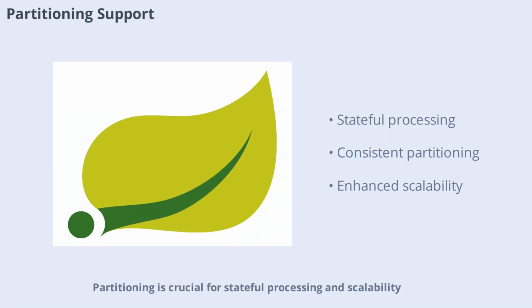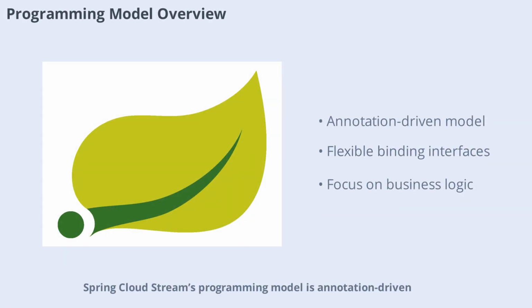Partitioning is crucial for stateful processing and scalability. Spring Cloud Stream enables partitioned data processing by allowing producers to send data to specific partitions and consumers to process data from assigned partitions. This ensures that related data is always processed by the same application instance, which is essential for consistency and performance in distributed systems. Spring Cloud Stream's programming model is annotation-driven, making it easy to declare and bind channels.